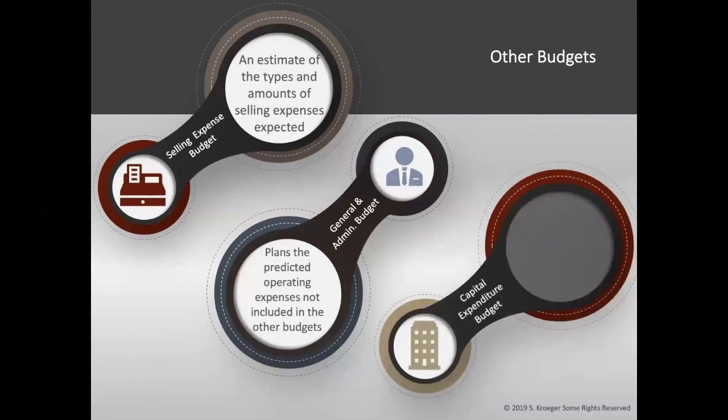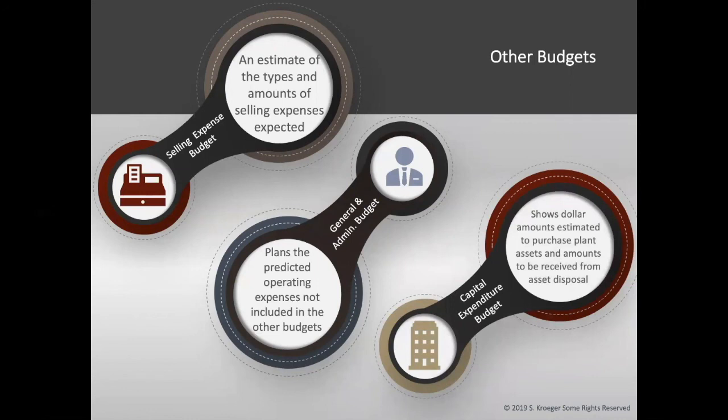We also have the capital expenditure budget. This shows the dollar amounts estimated to purchase plant assets and amounts to be received from asset disposal. This budget is usually prepared for a much longer time period than the other ones. It could be for a year, but could also be for 5 years, 10 years, or longer. For example, OCC has a capital expenditure budget. It has all the buildings that they plan on either renovating or building new for the next 10 years.